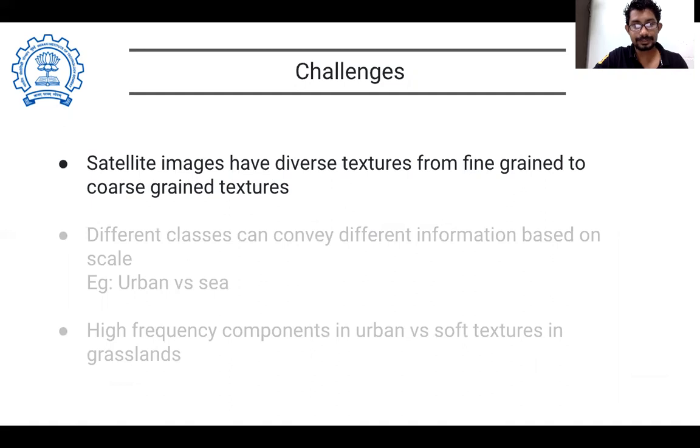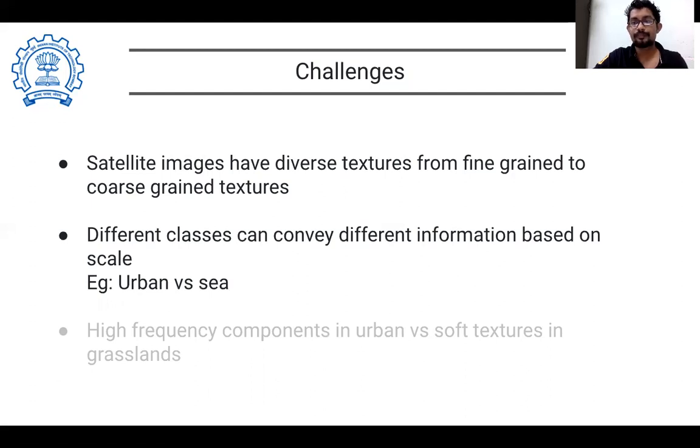So the challenges would be the satellite images, they have diverse textures from fine grain to coarse grain textures. In cases of super resolution of urban areas, we can see that the slums have a very fine texture, whereas the building blocks have a very coarse texture. Also, the different classes can convey different information based on scale. For example, we need a very fine scale for urban area, whereas the super resolution of sea won't be taking much effort because it is a very flat type of terrain.